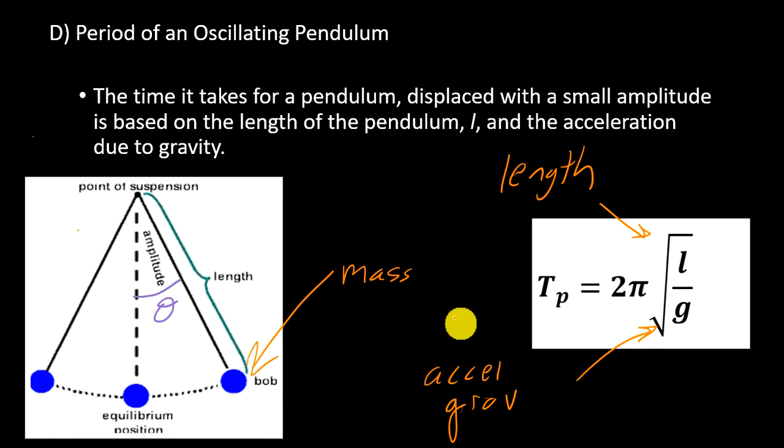So that's really it. We've looked at period, we've looked at frequency, we've seen springs, masses on springs, pendulums, the equation for each of those. We'll get more practice with this simple harmonic motion as we do some practice problems.